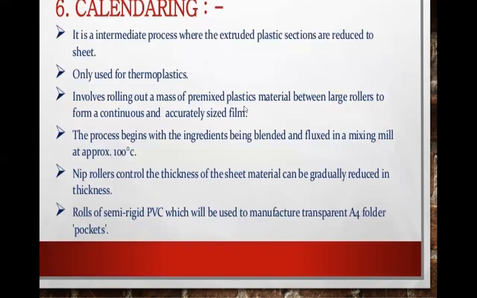So this is about the calandria. It is an intermediate process where the extruded plastic sections are reduced to sheet, and it is used only for the preparation or manufacture of thermoplastic material. It involves rolling out a mass of pre-mixed plastic material between large rollers to form a continuous and accurately sized film. The process begins with the ingredients being blended and fluxed in a mixing mill at approximately 100 degrees centigrade. Nip rollers control the thickness of the sheet.